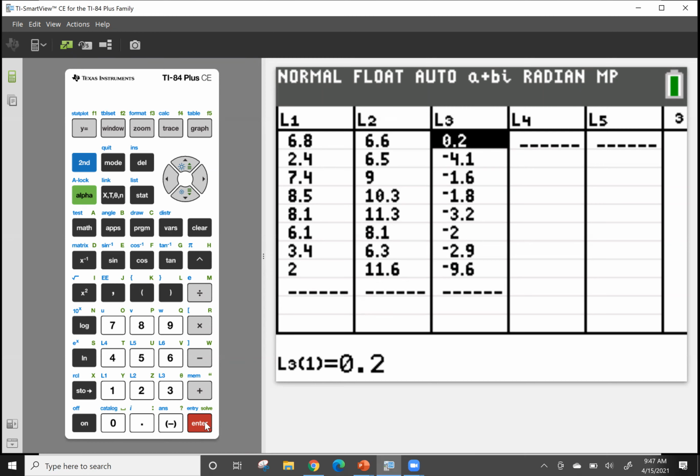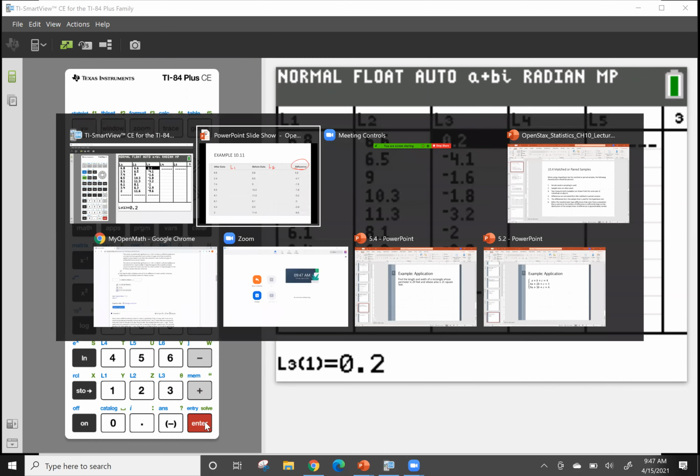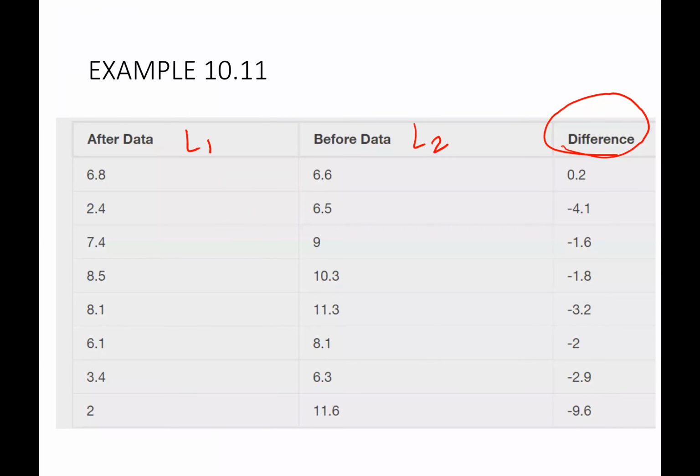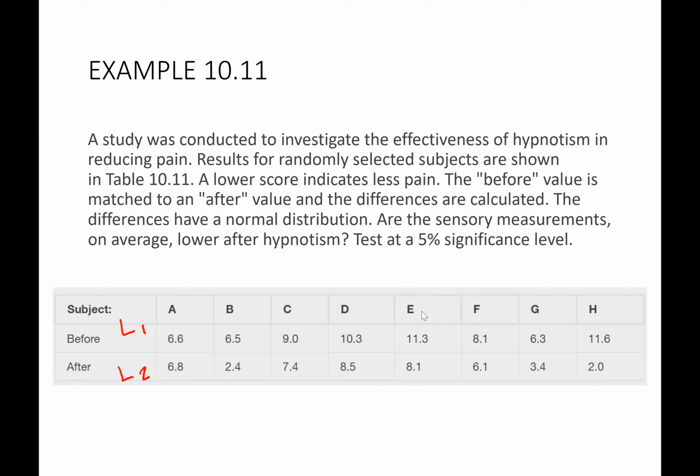Okay, so let's go back to our PowerPoint and let's write a few things down. First of all, a study was conducted to investigate the effectiveness of hypnotism in reducing pain. Results for randomly selected subjects are shown. A lower score indicates less pain. The before is matched to an after value, and the differences are calculated. The differences have a normal distribution.